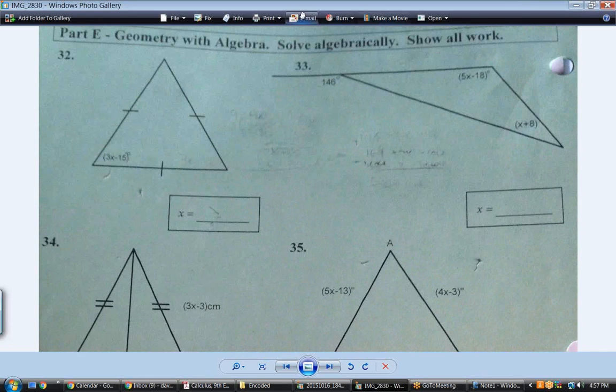Notice at the top, geometry with algebra, which is generally what you have. In other words, at least half of geometry is going to be algebra, because you take your knowledge of these things and you turn them into an equation. So that's what you're always searching for, is what kind of an equation can I make?